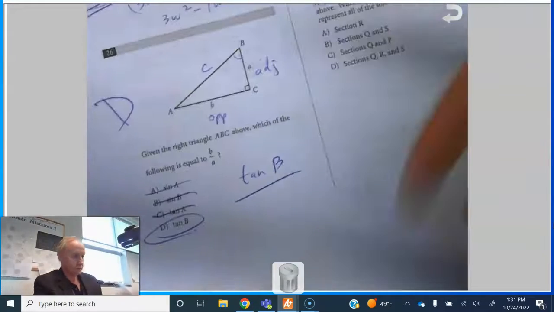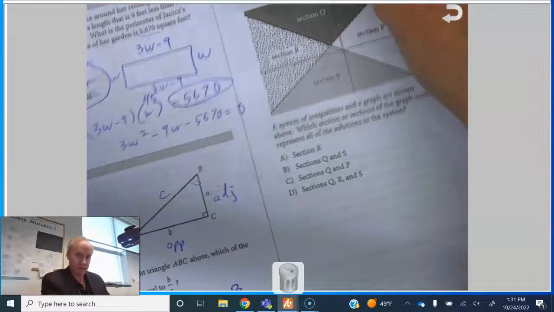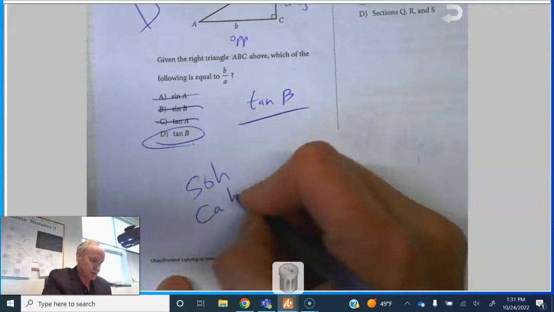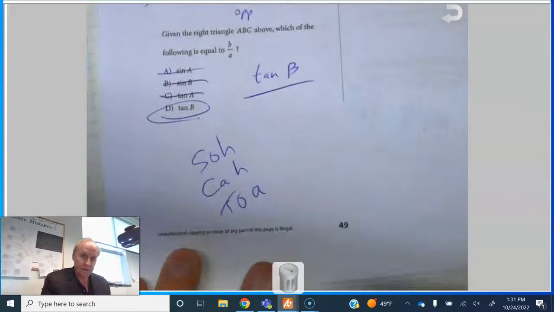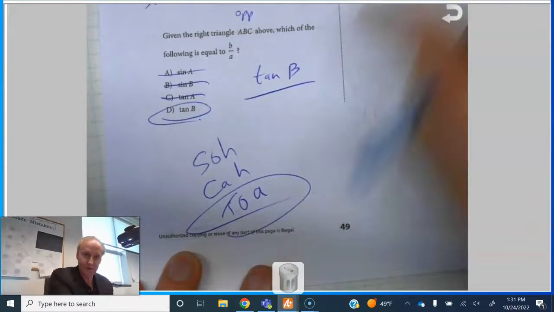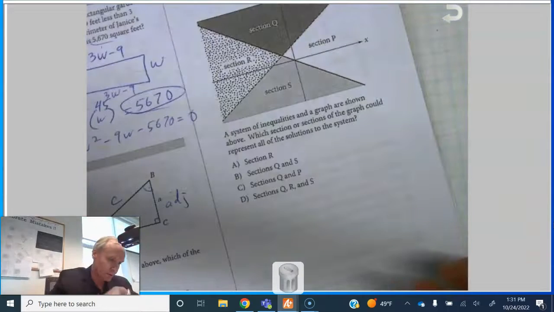You have to know your trig tables. That's all. Or not even that. Just have to know SOHCAHTOA. If you don't know what that is, you're going to have problems. But there it is. Tangent is opposite over adjacent. One more.